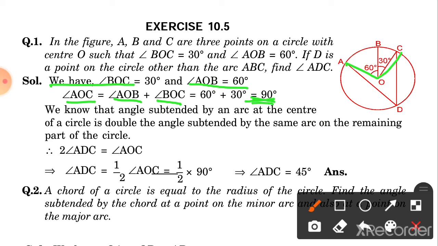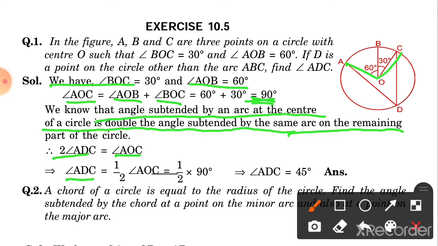So now we know that the angle subtended by an arc at the center of a circle is double the angle subtended by the same arc on the remaining part of the circle. This is your theorem number 10.8. So therefore 2 times angle ADC is equal to angle AOC. Now the measurement of angle ADC is equal to 1/2 of angle AOC. And what is the value of angle AOC? That is 90 degrees. So 2 times angle ADC is equal to 90 degrees. So the angle ADC is equal to 45 degrees. Correct students? It is a very easy sum.